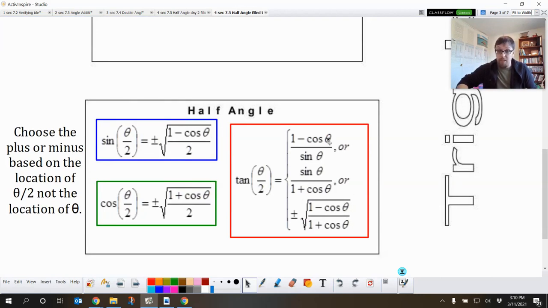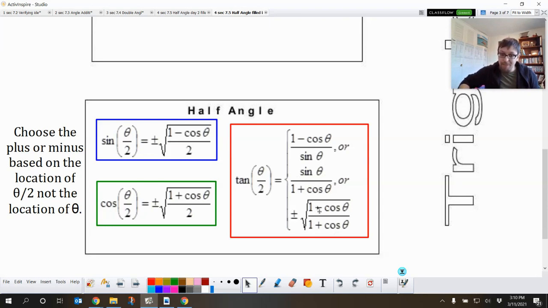With cosine double angle, we had like 3 options, and I said use whatever, you choose whatever you want. Not so much this time. This one is great. I love this one: 1 minus cosine theta over sine theta. It works great. What if you've used that one so much and you're bored with it? Well, fine. If you're feeling a little frisky, you think this one's boring, you can use this one. That's fine.